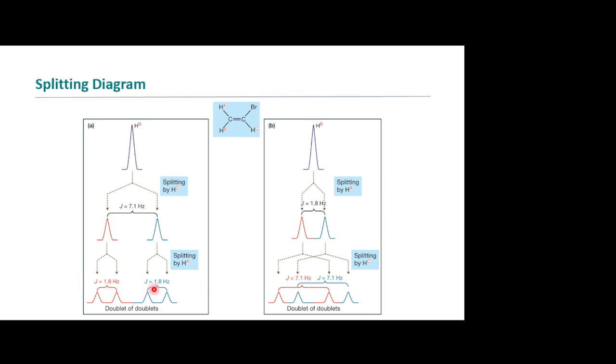So what is that called? Doublet of a doublet, right? Okay. That's a doublet, because you double it, a doublet, right? All right. Now, this one right here is going to, again, be the HA right here. So HB, we split with HA. And then we're going to split with HC here. And that would give this doublet. Okay.